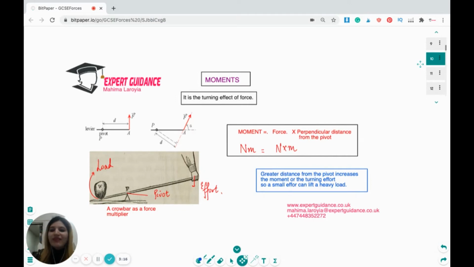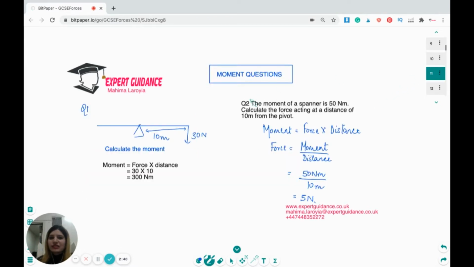So for example, if you have a long axe, the moment or the turning effect will be greater. So just increasing the distance from the pivot can increase the moment, and it can help to lift a heavy load. If you see this example of a crowbar, the pivot is here and we increase the distance from the pivot. So the effort is at a greater distance, so that it increases the moment so it can lift a heavy load.